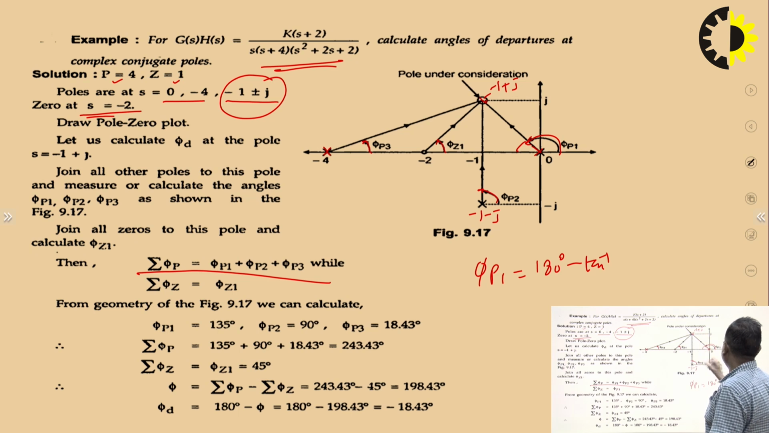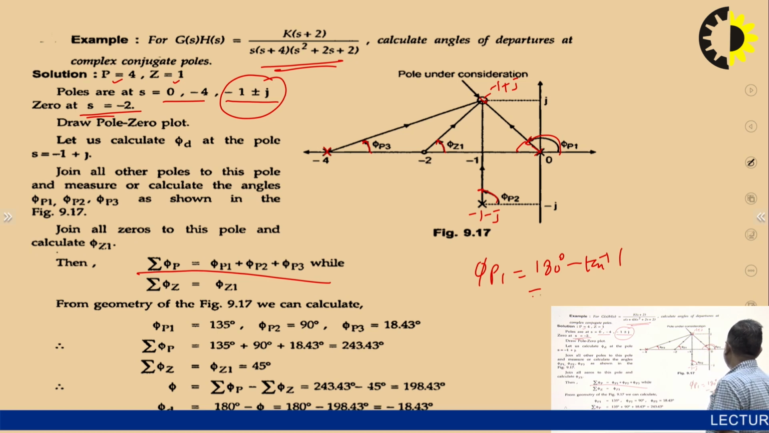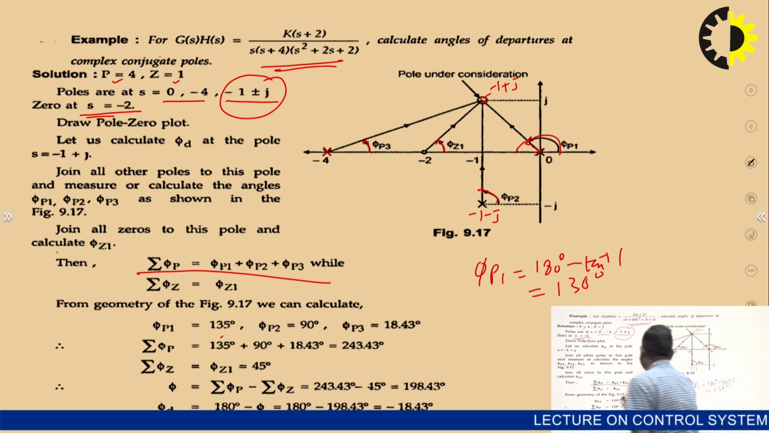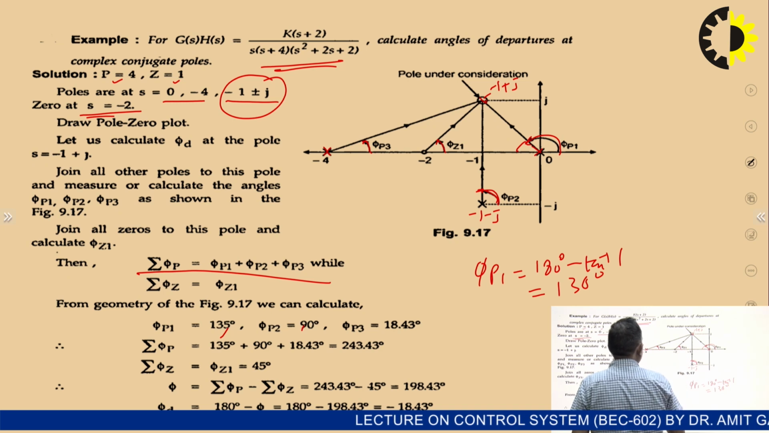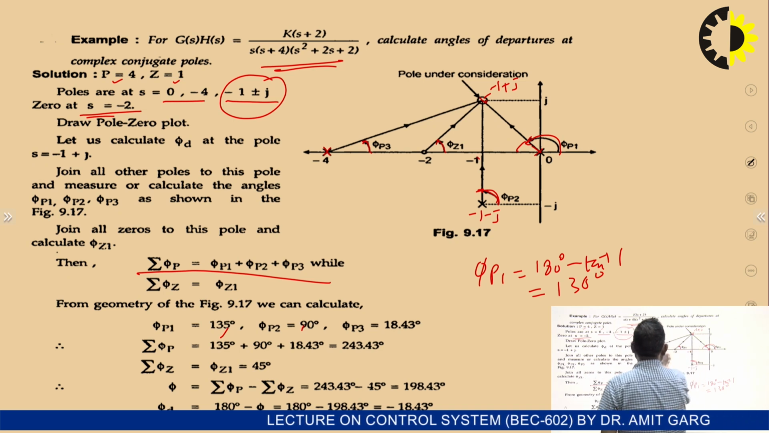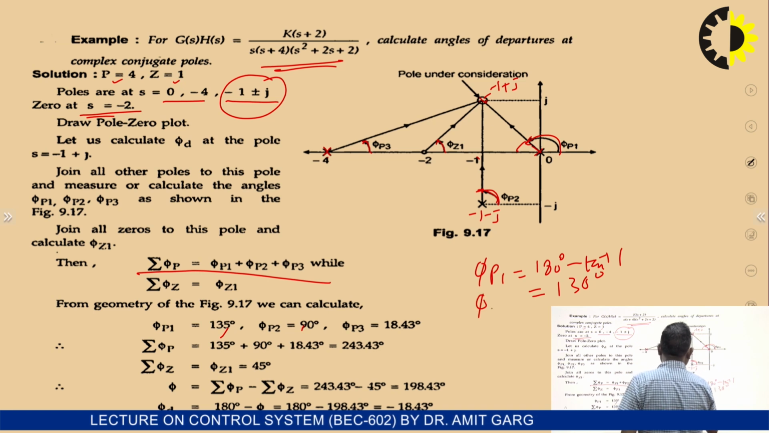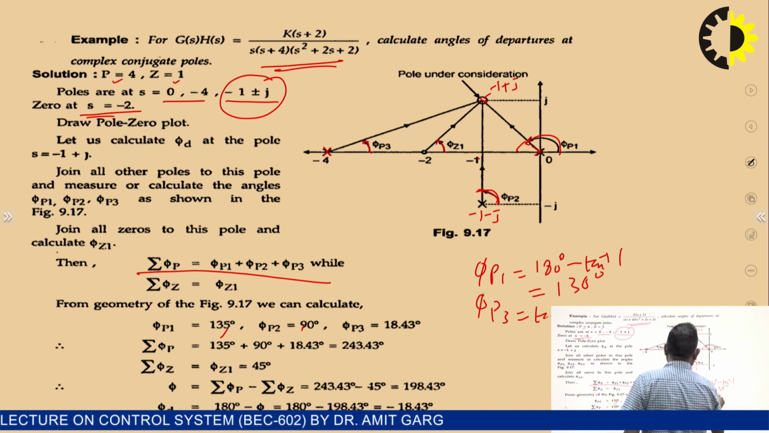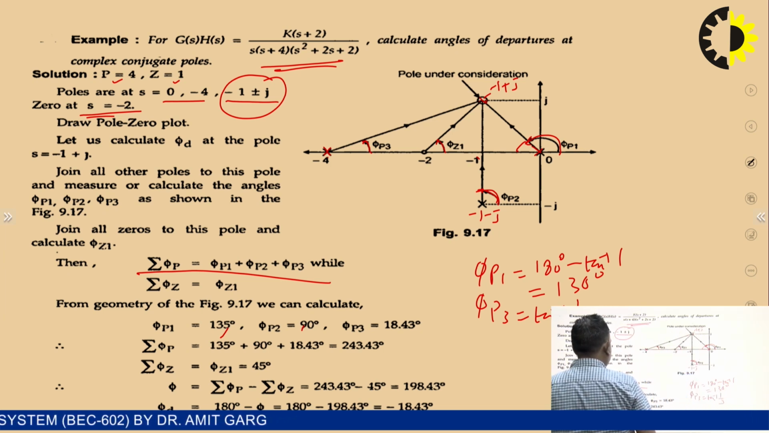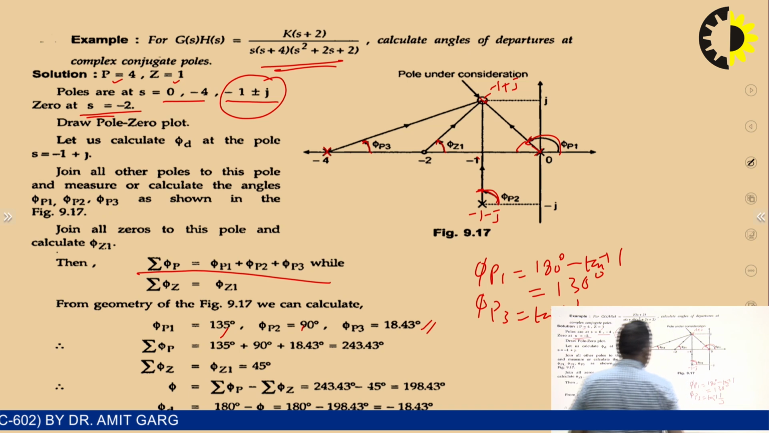This distance is 1, tan inverse 1, which means 45 degrees. This is 135 degrees. Phi p2, this angle is 90 degrees. And phi p3, you know this distance is 3 and this is 1. So phi p3 is tan inverse 1 by 3, which becomes 18.43 degrees.